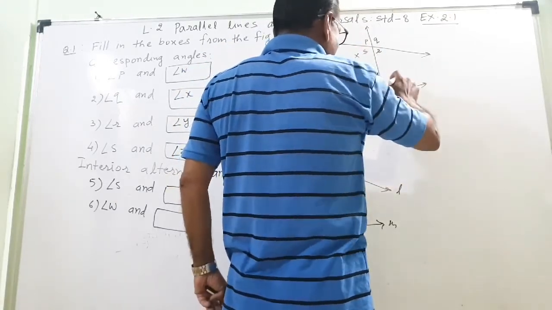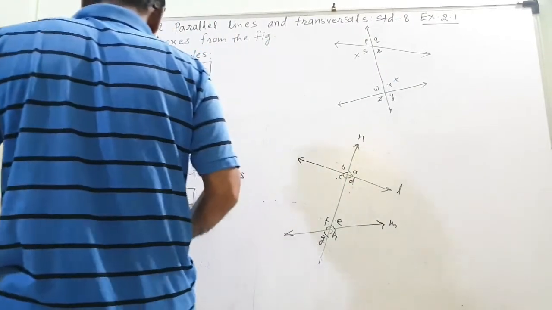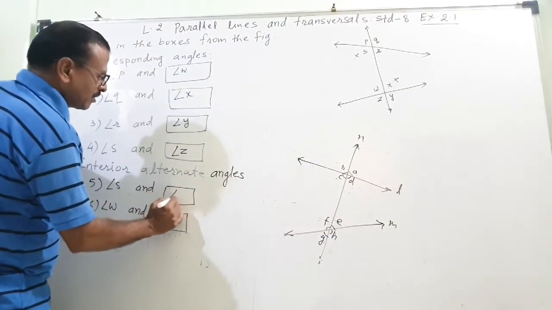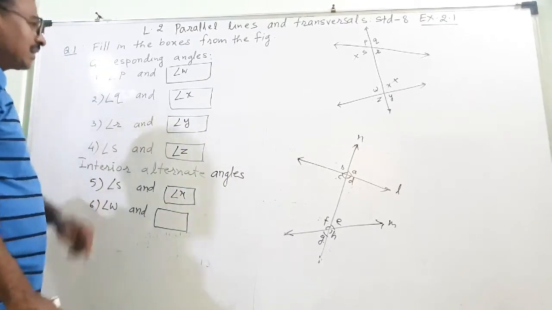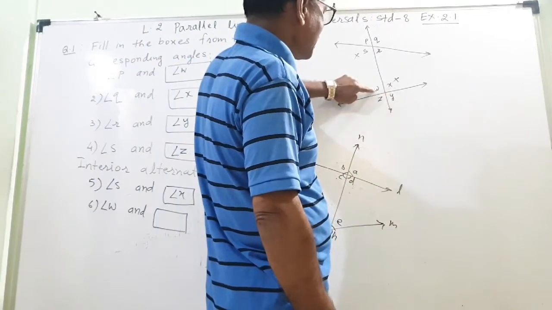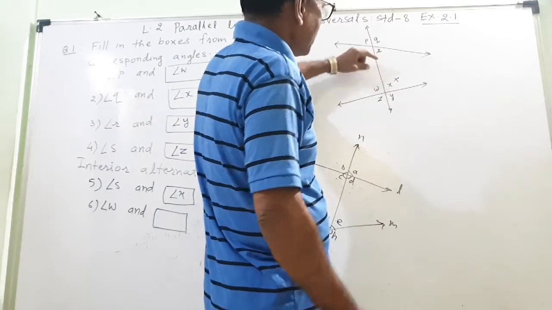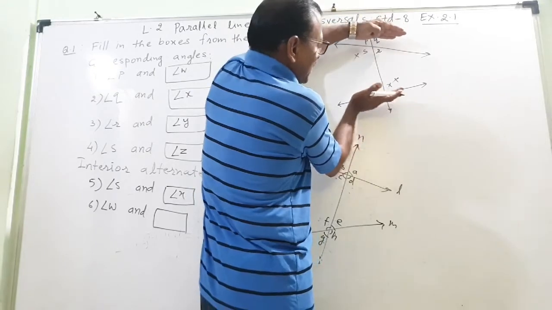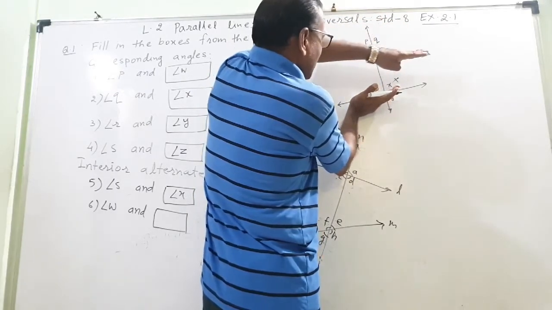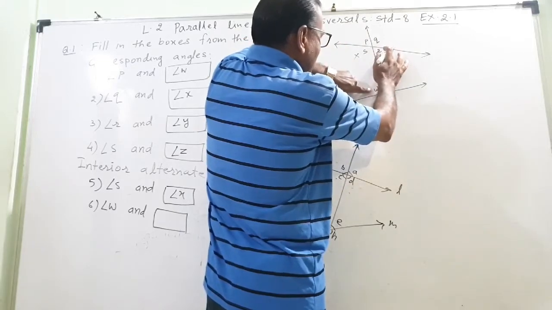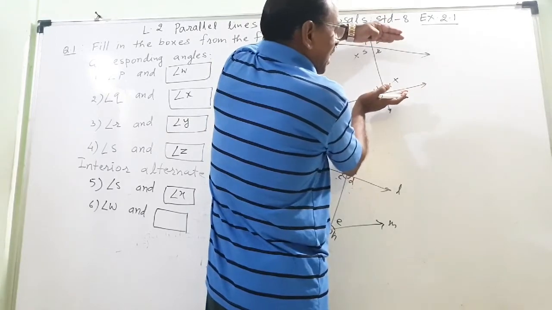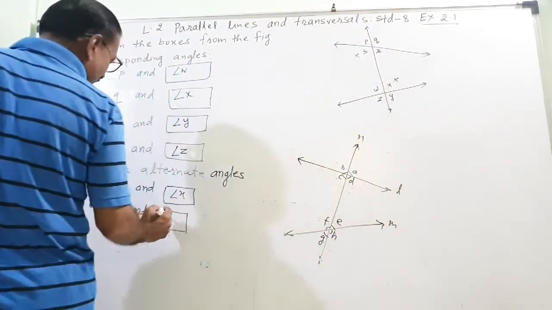So angle S and angle X are the interior alternate angles. So angle X will be the answer here. Angle W, for this, it is also inside. Interior means inside angles I want to find. Alternate means one on this side, the other should be on the other side. So W and R: W is on the left, R is on the right, and both are interior. So W and angle R.